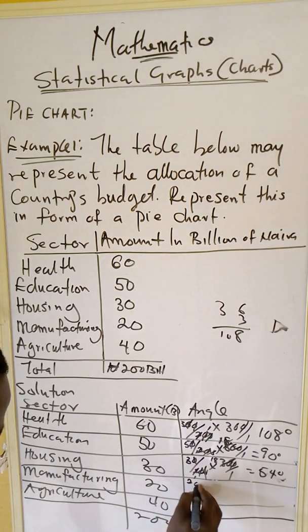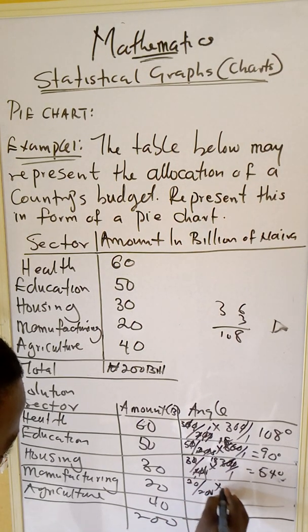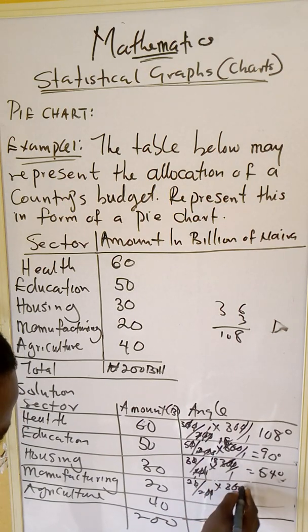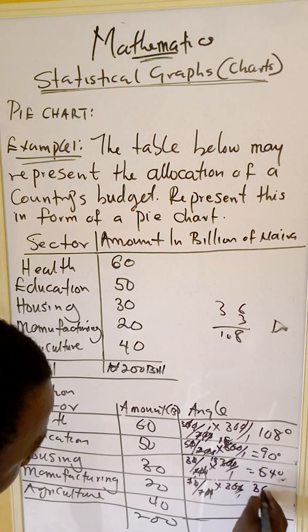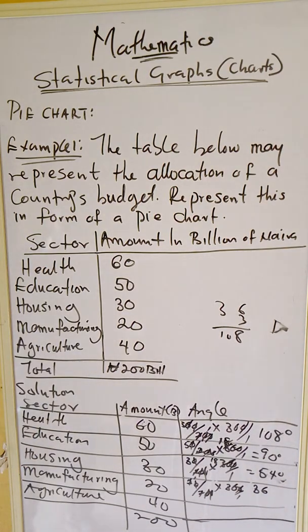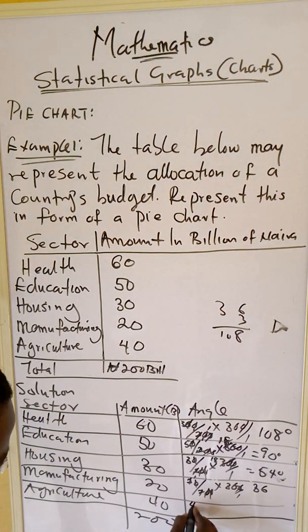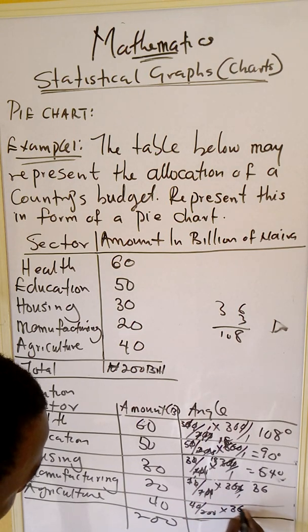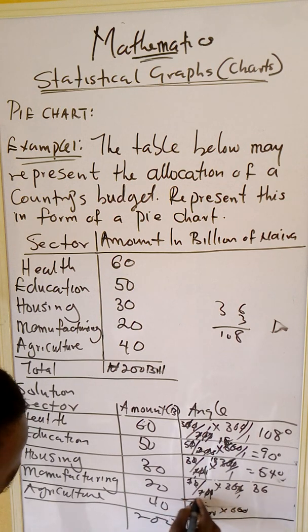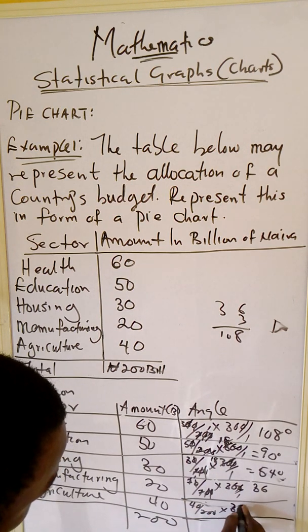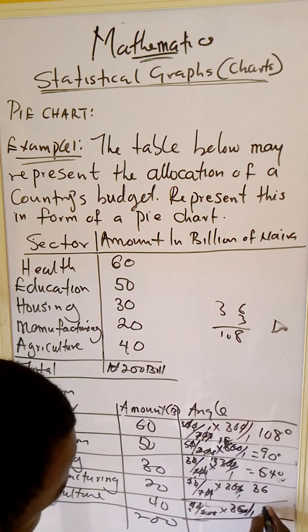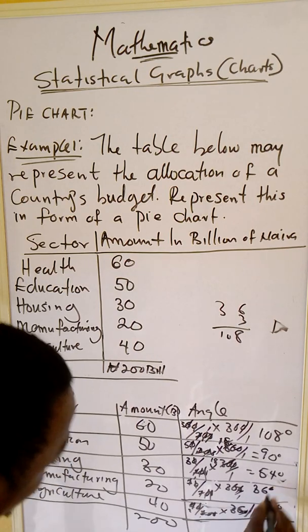The next one is 20 over 200 times 360 over 1. This cancels, this cancels, and we have 36. Then the next one is 40 over 200 times 360 over 1. This will cancel, and we have 72 degrees.